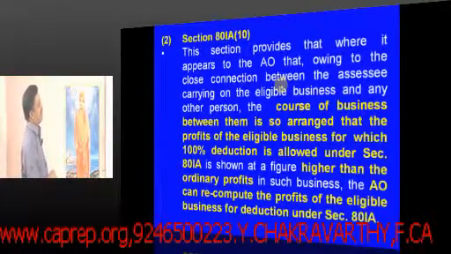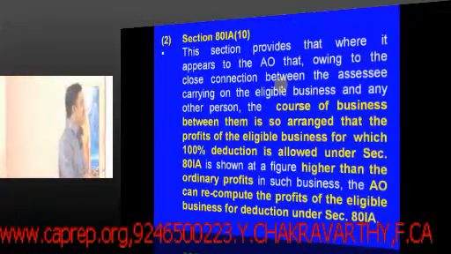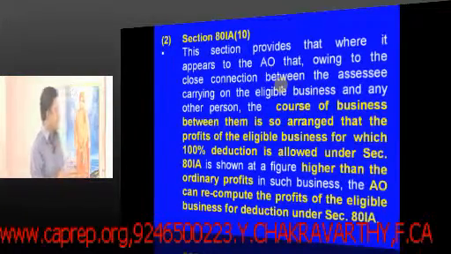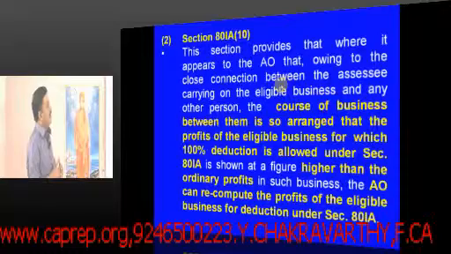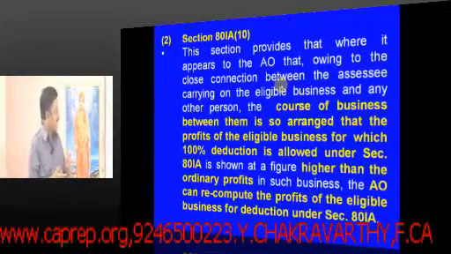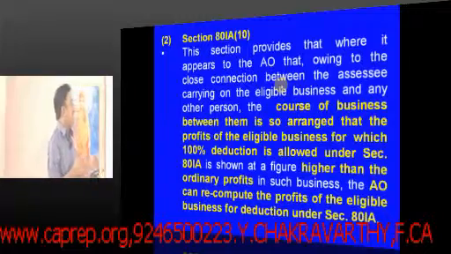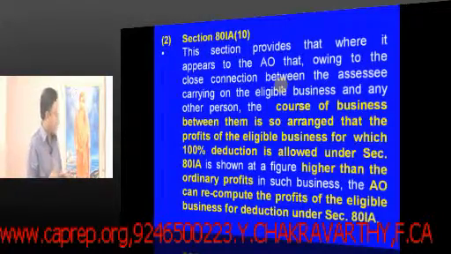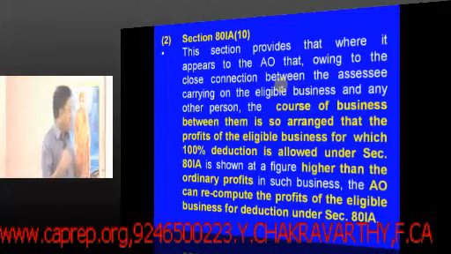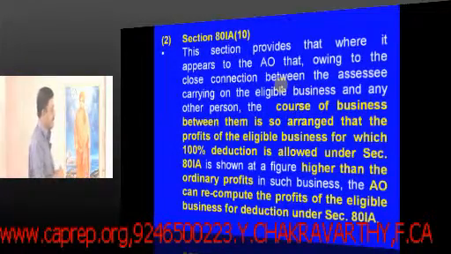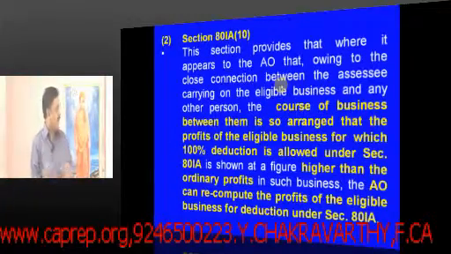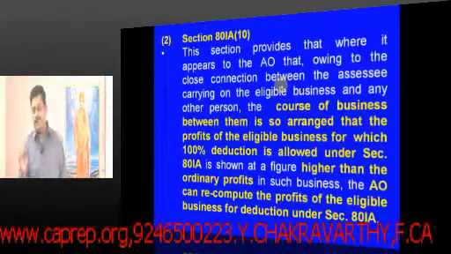So this section provides that where it appears to the assessing officer that owing to the close connection between the SSE carrying on the eligible business and any other person, the course of business between them is so arranged that profits of the eligible business, for which 100% deduction is allowed under section 80IA, is shown at a figure higher than the ordinary profits in such business, then the assessing officer can recompute the profits of the eligible business for deduction under section 80IA.